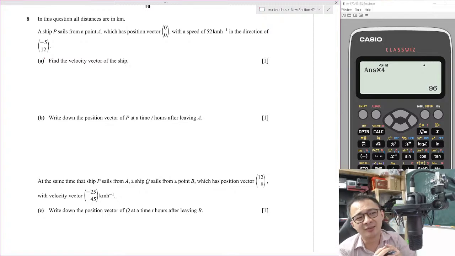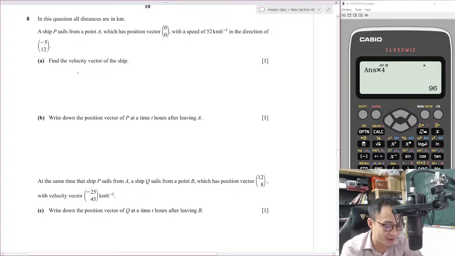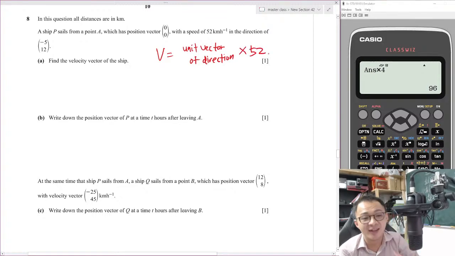If you don't like to understand something, you just prefer to memorize the formula, you can get the velocity easily. Just take the unit vector of the direction, and then you multiply by 52. Then you can straight away get the velocity without needing to understand it.